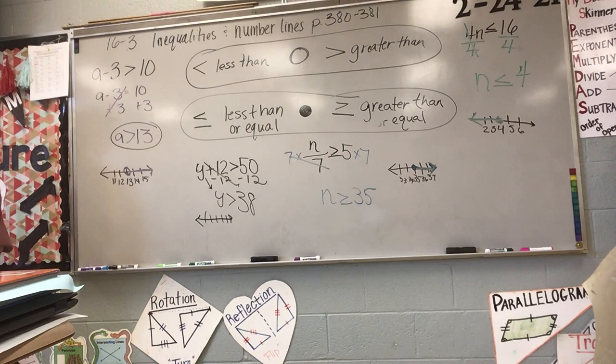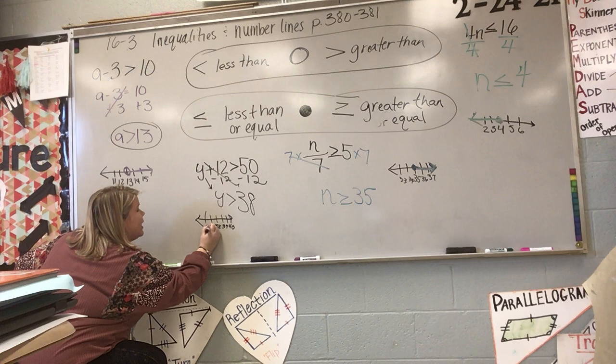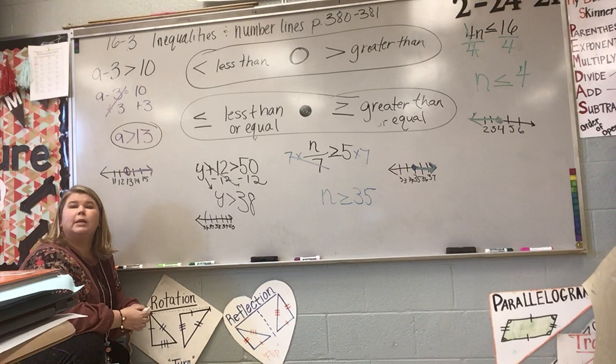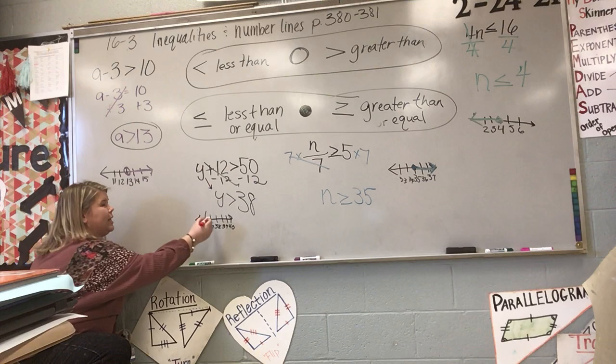Who goes on this number line? 38, in the middle, that's right. You've got to leave an open circle. Anybody agree with that? Why do you agree, Jesse? Because it's a greater than sign. It's not equal to. So it is an open circle.